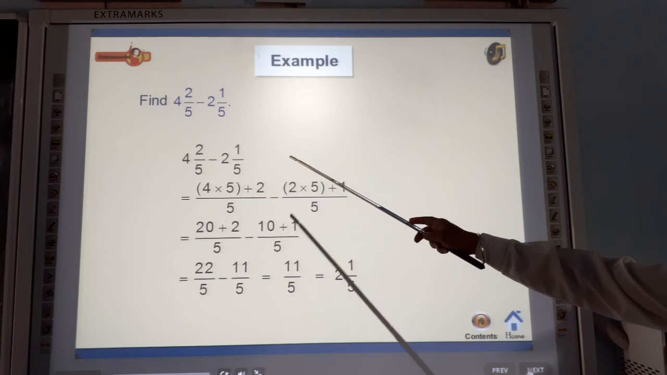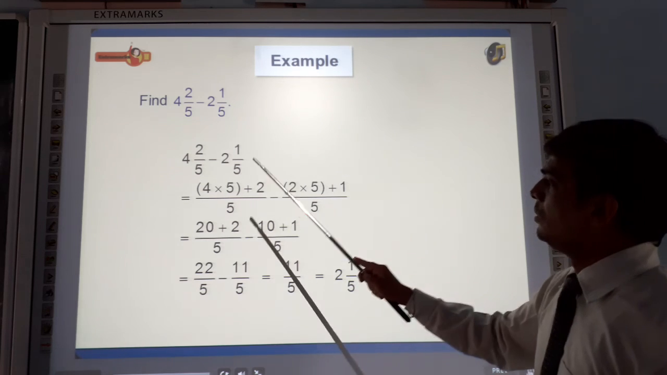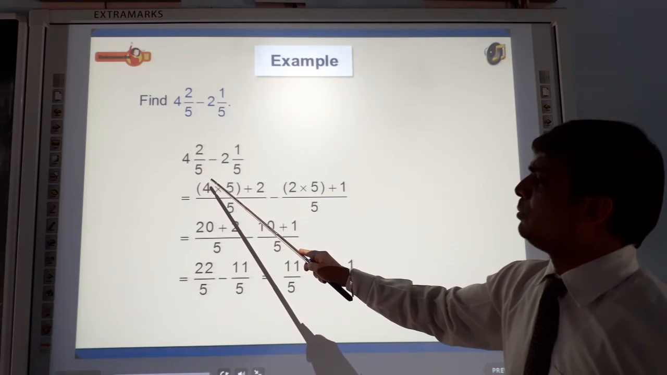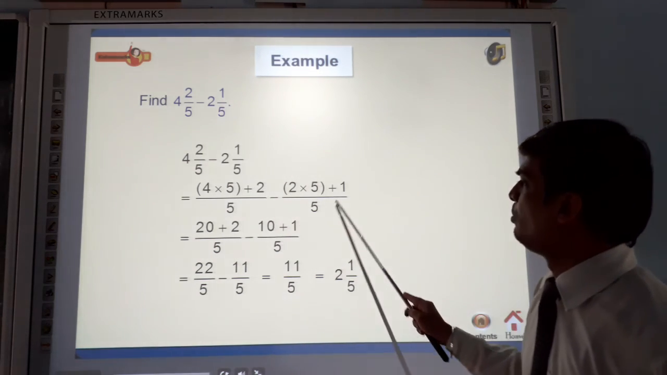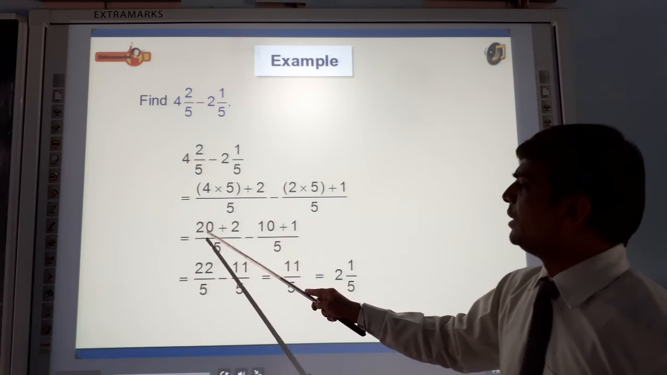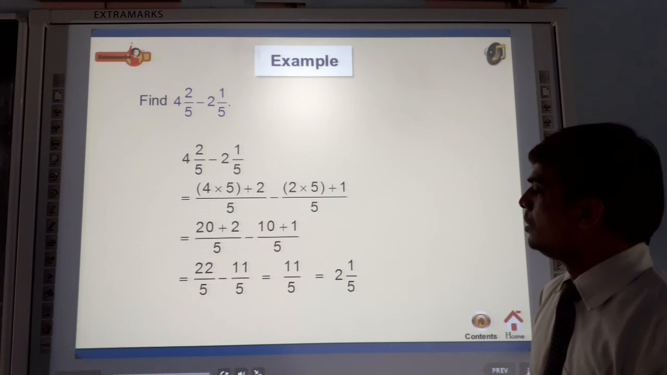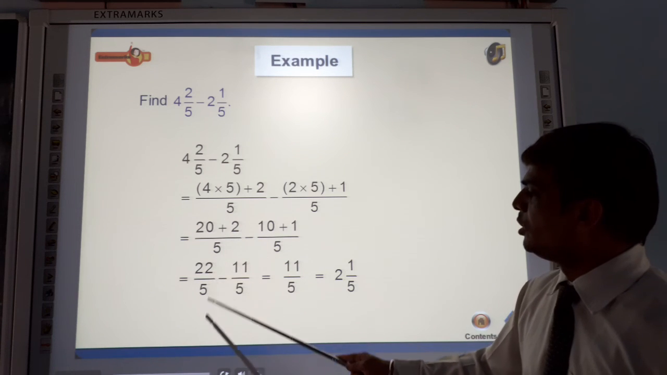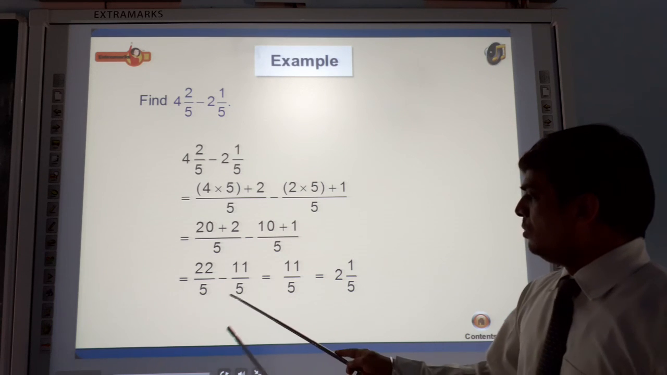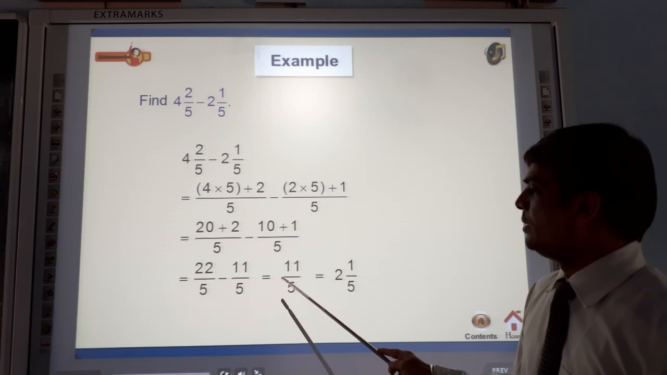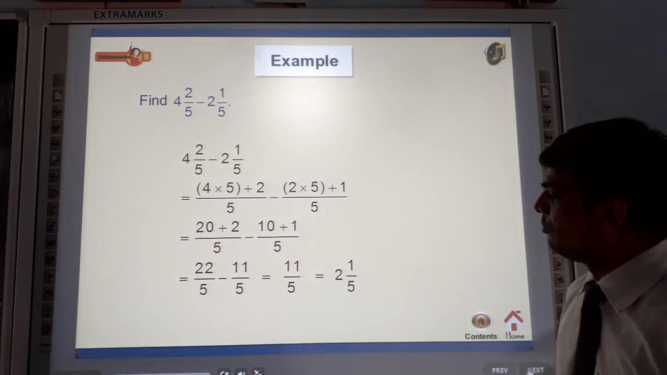Example is 4 2 upon 5 minus 2 1 upon 5. 5 multiplied by 4 plus 2 upon 5 and minus 5 multiplied by 2 plus 1 upon 5. Okay. 5 fours are 20 plus 2 upon 5 minus 5 twos are 10 plus 1 upon 5. So the fraction is 20 plus 2 is equal to 22 upon 5 minus 10 plus 1 is equal to 11 upon 5. LCM is 5 and 22 minus 11 is equal to 11. So the fraction is 11 upon 5.